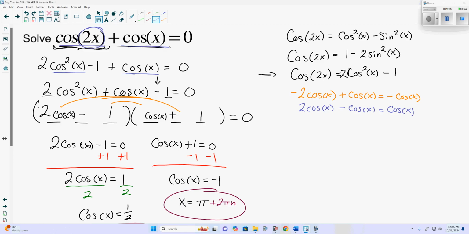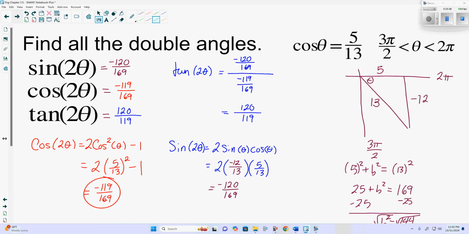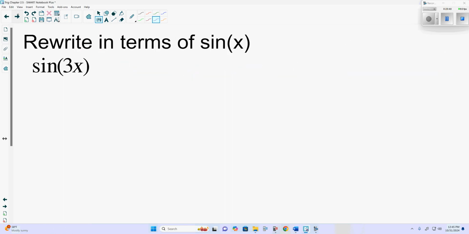So they operate differently. Because if we said x is 45, well, this would indeed be cosine of 45. This would actually be taking cosine of 90. So we have different values for how those two work. Does that kind of make sense? All right.